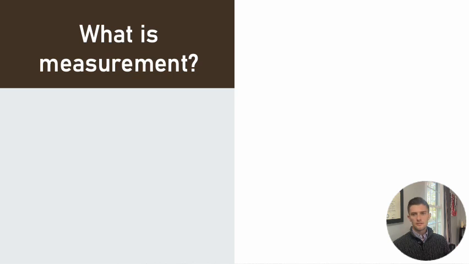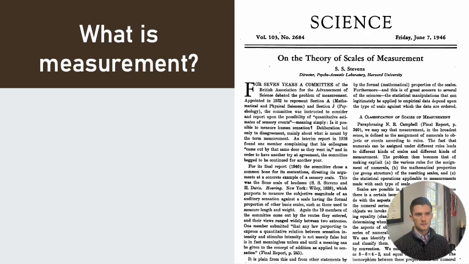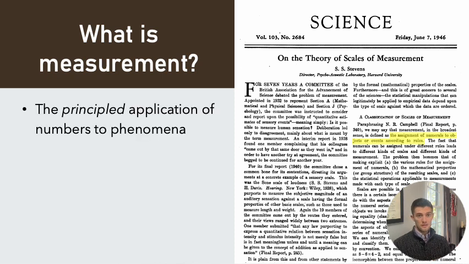Well, I'm going to lean heavily on this definition of measurement that comes from a 1946 paper by Stanley Stevens. He defines measurement as the assignment of numerals to objects or events according to rules. This has been a very influential definition. My paraphrase of it is the principled application of numbers to phenomena, right? So there's something out there in the world that we want to measure, and we have some principled basis for saying, here is a number that represents that thing that I'm measuring.